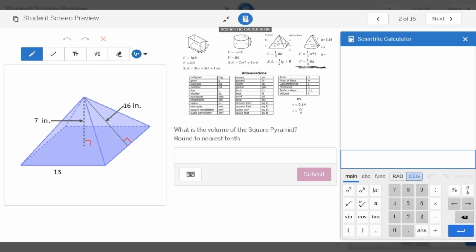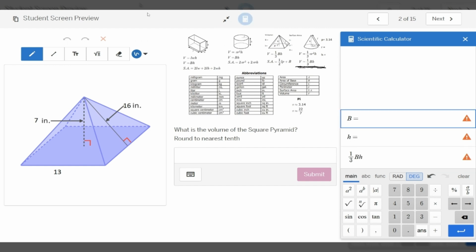Next, what is the volume of the square pyramid? Round to the nearest tenth. So again, V equals 1/3 our square base times our height. Our square base, we have 13, and then right here would be 13. So again, that's 13 squared, or 13 times 13. We get 169. Then our height is 7.